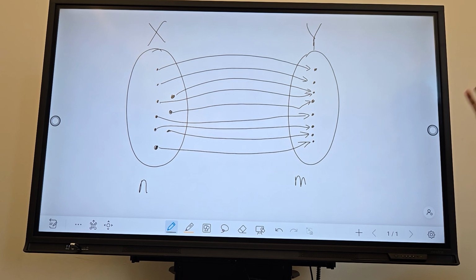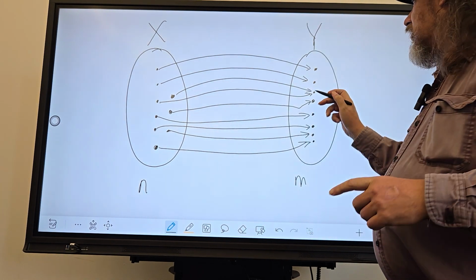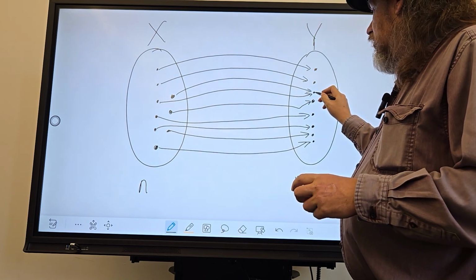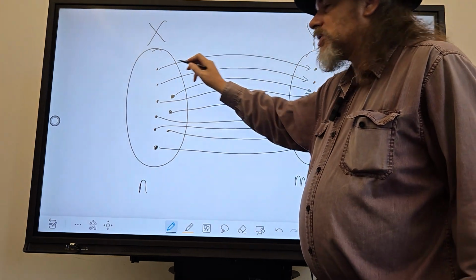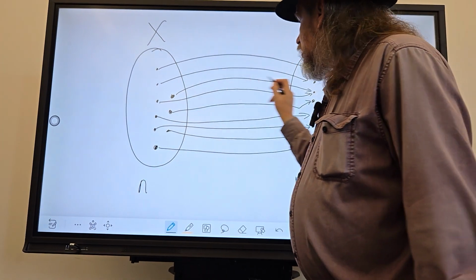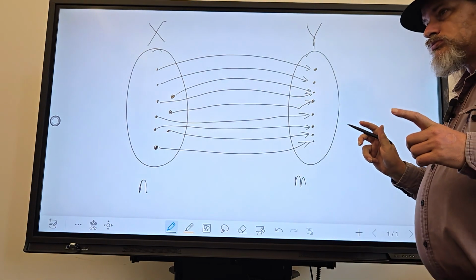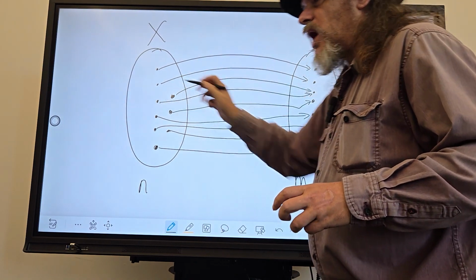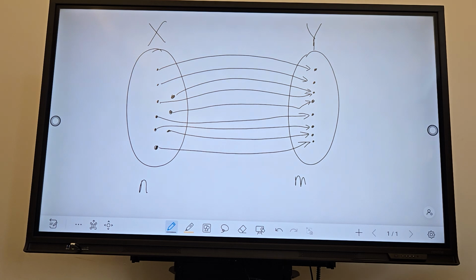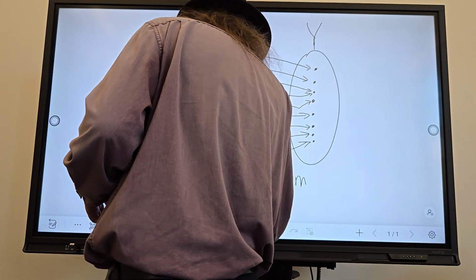The maximum number k is the number of the inverse function. So the inverse of y would be 1 here, 1 here, and then here would be 2. So k would be 2, the amount going back from Y to X. So km is greater than or equal to n.